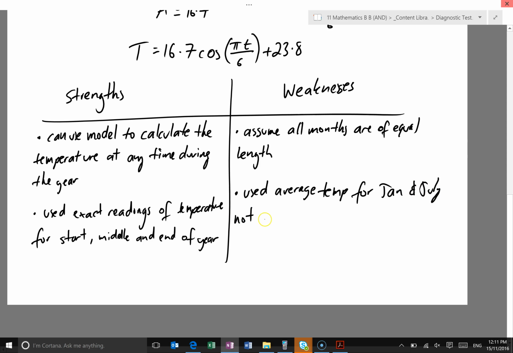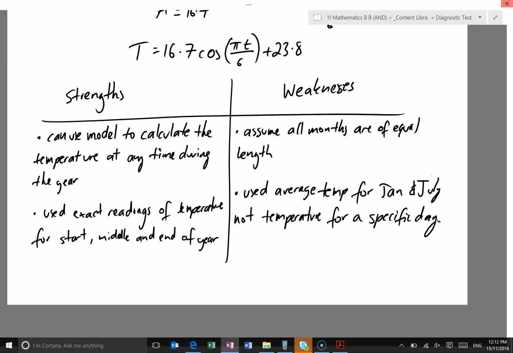We didn't have a temperature for a specific day. So to improve the model, we could have taken actual data for several days during the year, plotted it, and run a regression on it. But we're just trying to make a general model to see how the temperature changes during the year.